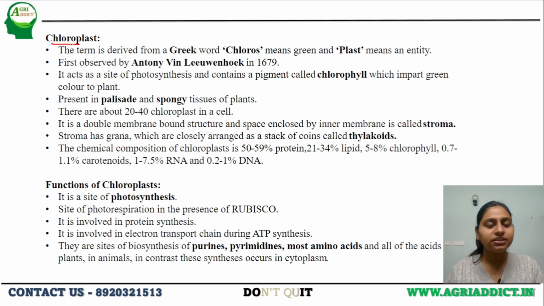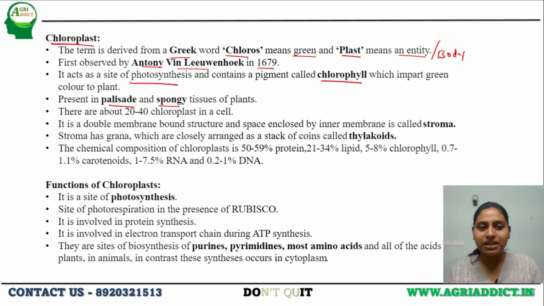Next, coming to the third important type of plastid, the chloroplast. The term chloroplast is derived from a Greek word, chloros, which means green, and plast means entity or body. As the name indicates, it contains the pigment chlorophyll, which imparts green color to the plant, and the major function of the chloroplast is photosynthesis. It was first observed by Anton van Leeuwenhoek in 1679 itself. These chloroplasts are found in palisade and spongy tissues where photosynthesis takes place, and these tissues are observed in the leaf.